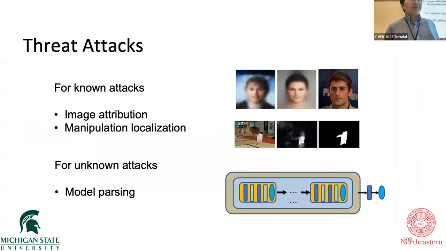Now, what if it's unknown models? People are pretty smart, they modify these models, train a new model, and use that new model to do the attack. In that case, the previous image attribution as well as image manipulation localization may not work because I've never seen that kind of model in my training process. So in that case, we'll be doing so-called model parsing.